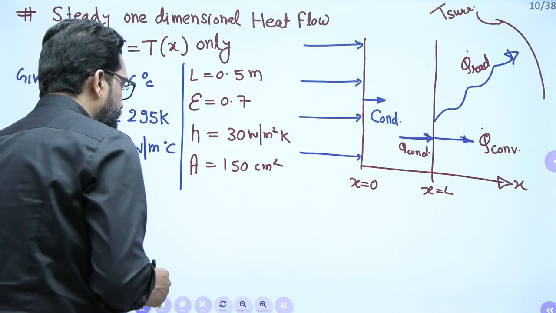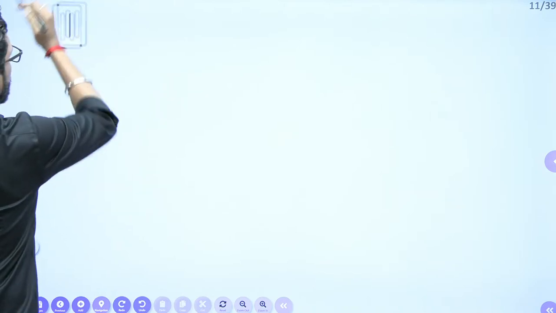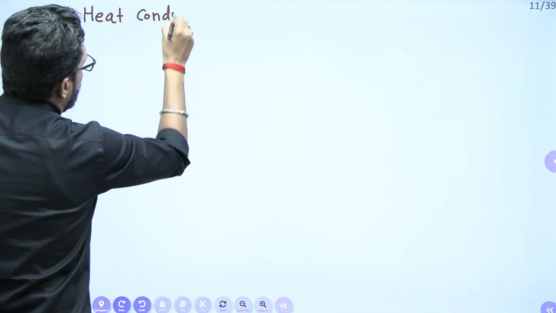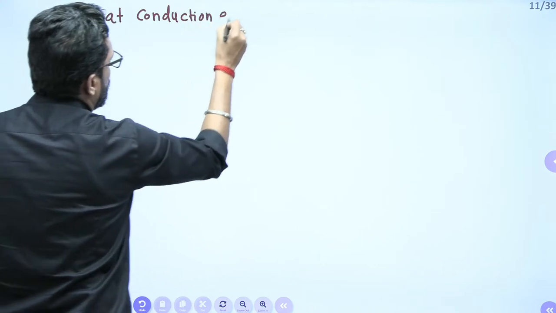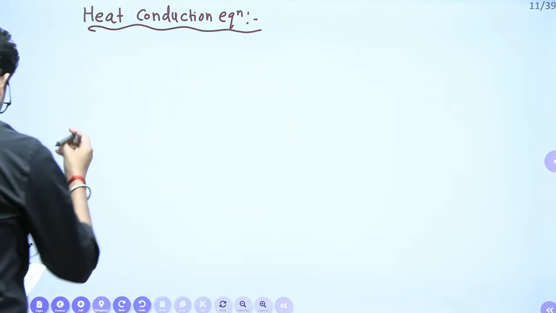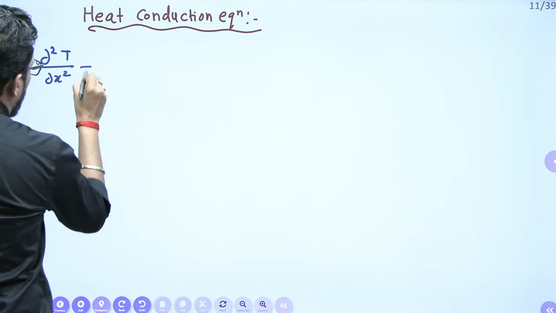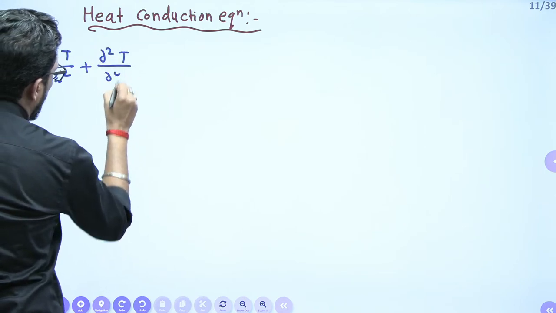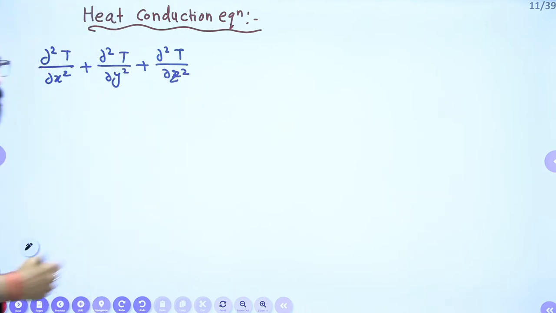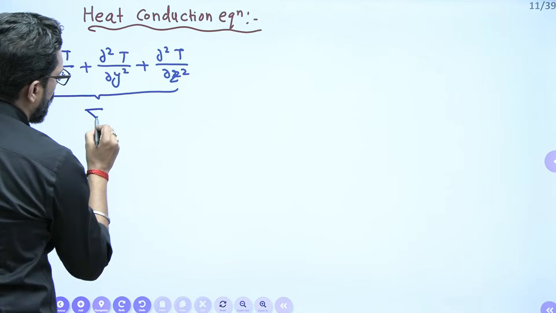See, steady state heat conduction. What is the heat conduction equation in Cartesian coordinates, that means x, y, z directions? It is d square T over dx square plus d square T over dy square plus d square T over dz square. That means this is the Laplacian operation, del square of T.